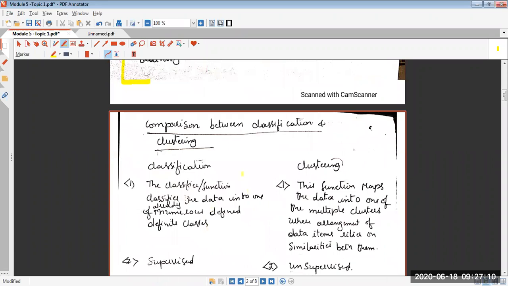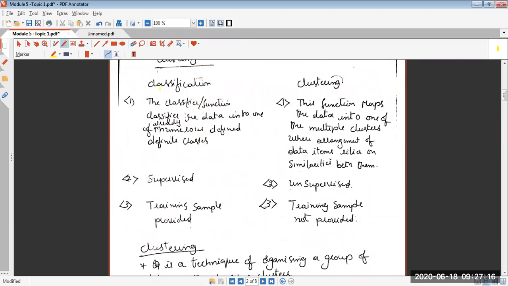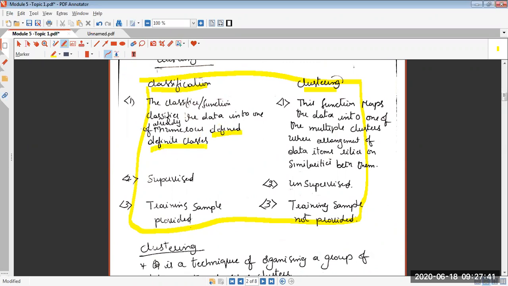So whatever was explained in the previous page or the starting page has been put in the form of a comparison. You can see the same thing, nothing new here. So the difference between classification and clustering: the classifier classifies the data into numerous predefined classes. Please note this point: defined classes, meaning that it is supervised. You are telling the class name, you are defining it. But coming to clustering, the algorithm will decide.